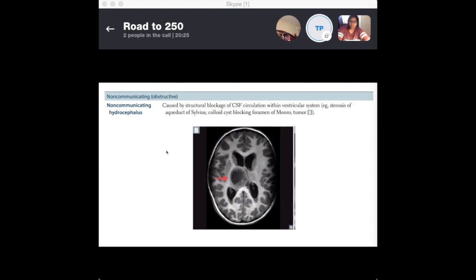So I've seen both in different notes. So if anybody has anything that they'd want to add on to that matter. But it would make sense why our nerves are going to get compressed and cause a palsy overall. So as First Aid says, caused by structural blockage, and most commonly at the aqueduct of Sylvius, and a colloid cyst could be blocking the foramen of Monro, and it could also be a tumor as indicated by the red arrow in this MRI picture.